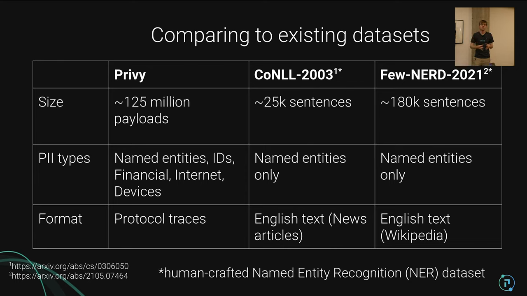Now, this is free text, so this is usually not the same kind of format that Pixie collects, because Pixie has these protocol traces that aren't necessarily sentences in English that make sense. So this is just to illustrate that Privy generates data with more PII types than these existing data sets, is a lot larger, although it's not human labeled, it's machine labeled, and it has some different protocol traces than some other existing data sets.